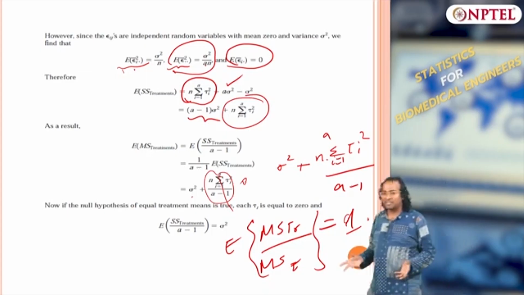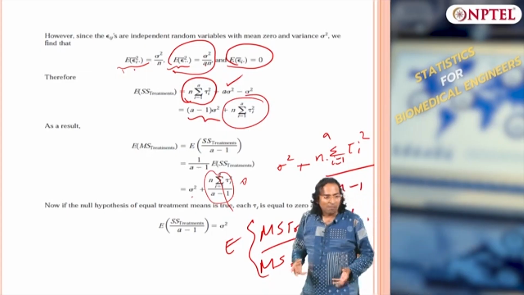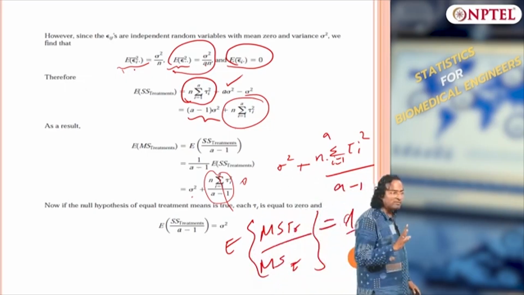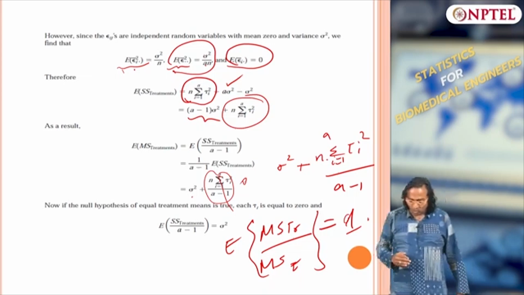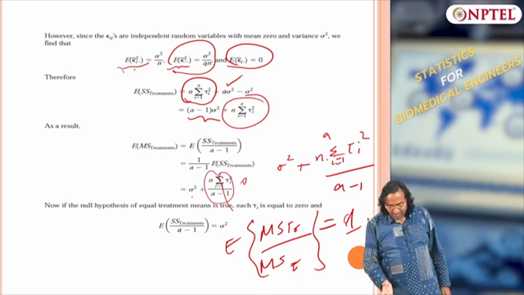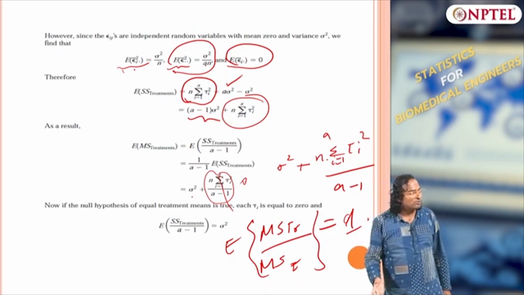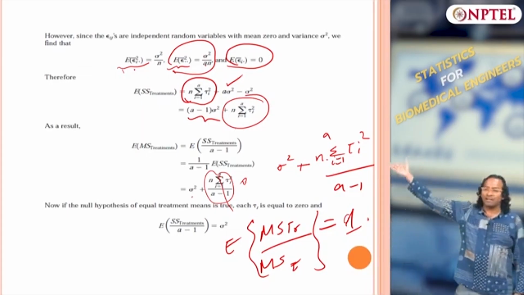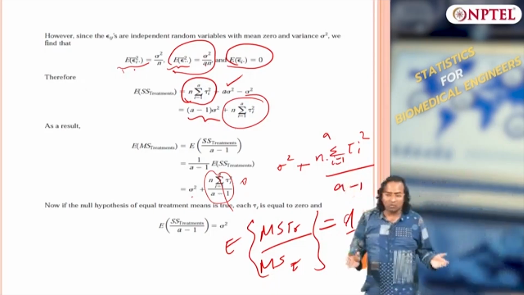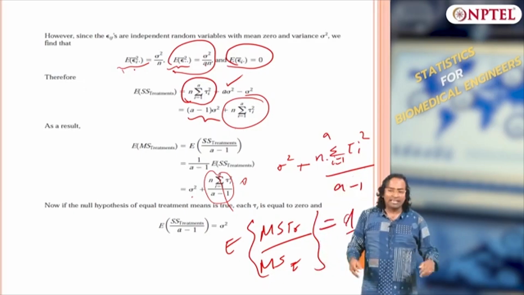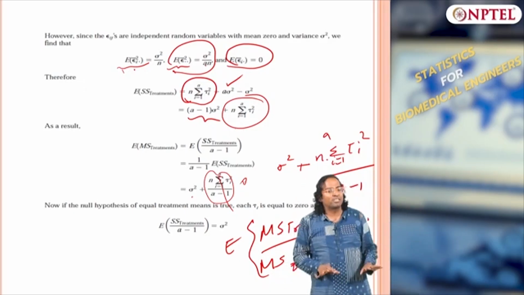Treatment also has variation. So, treatment has noise plus the effect of treatment, whereas error has purely sigma squared, noise alone. So, if you take a ratio and it is exactly equal to 1, then the expected mean square treatment should be equal to sigma squared. That means all tau i's are equal to 0. If your null hypothesis is true, which means all tau i's are the same and equal to 0, then 0 squared is 0. So, the second term goes to 0.